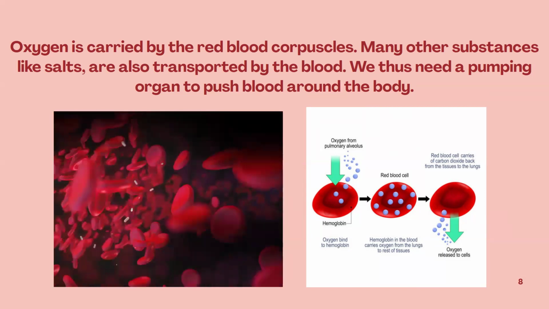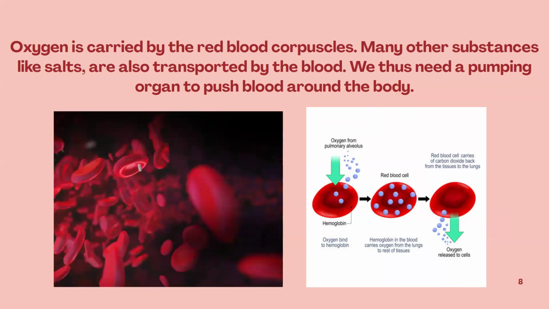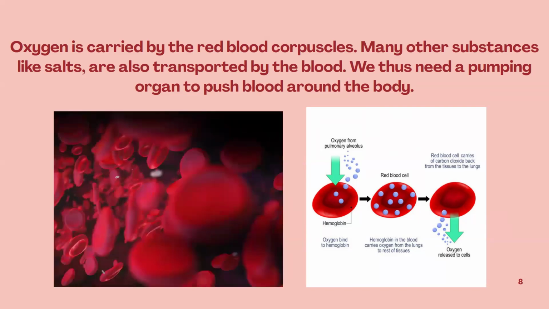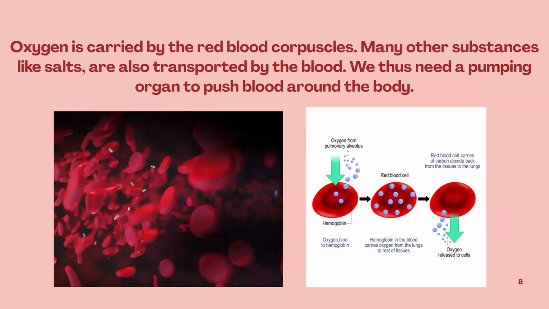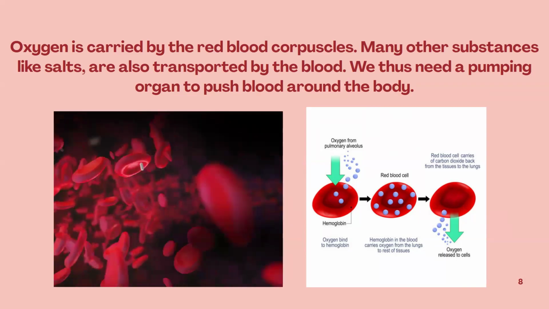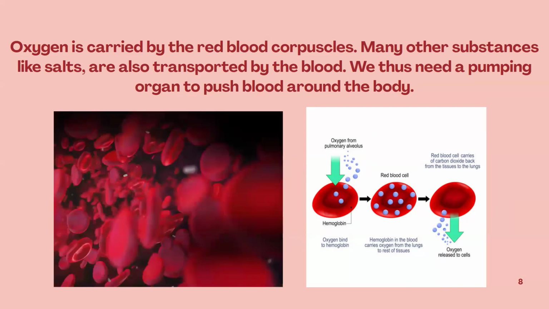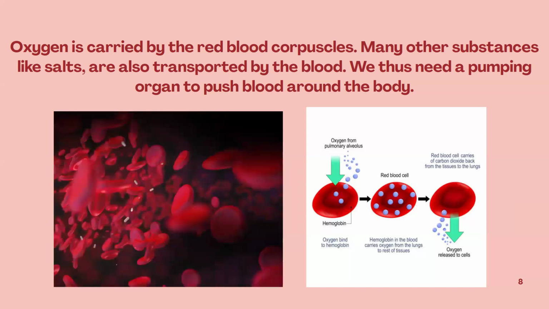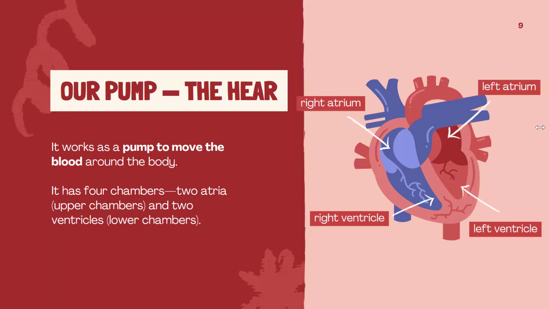As we know, blood is a fluid connective tissue, just like a liquid or water. So how will water move from one place to another? The fluid needs support in the form of a pumping organ. That pumping organ helps pump the blood from one place to another, especially since the blood has to reach each and every part of the body. What is the pumping organ here? Our pump is the heart.